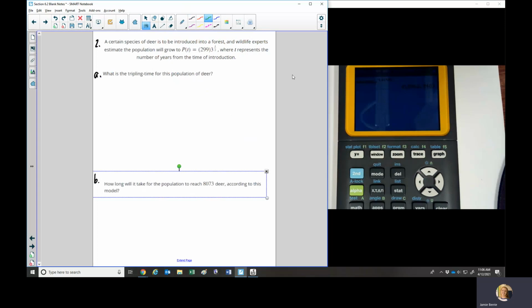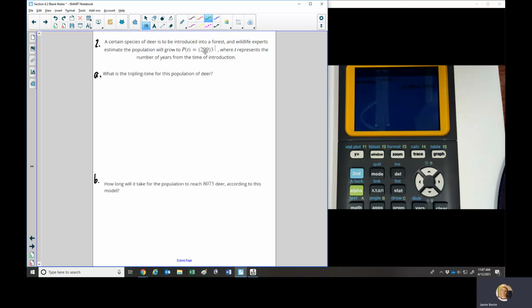All right, so it says, a certain species of deer is introduced into a forest, and wildlife experts estimate the population will grow to P of T equals 299 times 3 raised to the T over 2, where T represents the number of years from the time of introduction.